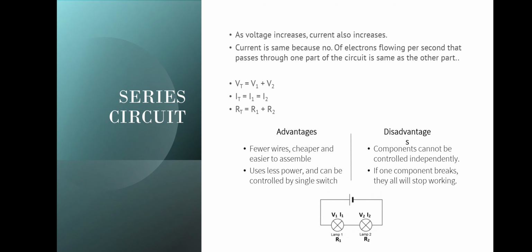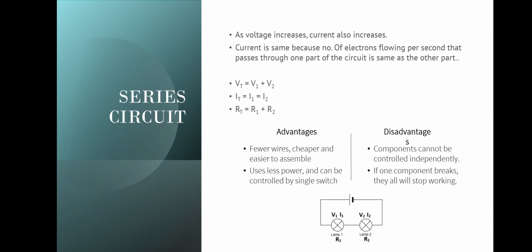Next up we have series circuit. Now in a series circuit, as voltage increases, current also increases. What happens is, in a series circuit, current is the same. It does not increase; it is the same all over the circuit, because the number of electrons flowing per second through one part of the circuit is the same as in other parts. So current is the same throughout, but voltage and resistance are not the same.